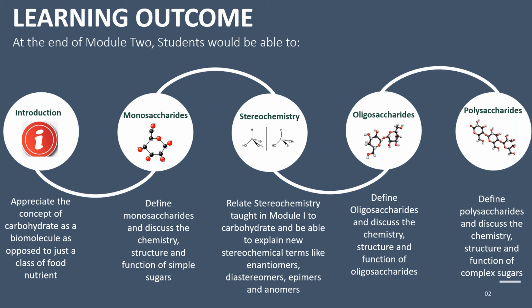At the end of Module 2, you will be expected to appreciate the concept of carbohydrates as a biomolecule as opposed to just a class of food nutrient. Define monosaccharides and discuss the chemistry, structure, and functions of simple sugars. You will be able to relate stereochemistry taught in Module 1 to carbohydrates and be able to explain new stereochemical terms like enantiomers, diastereomers, epimers, and anomers.